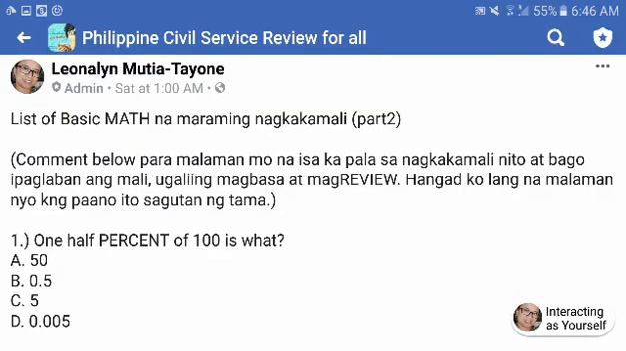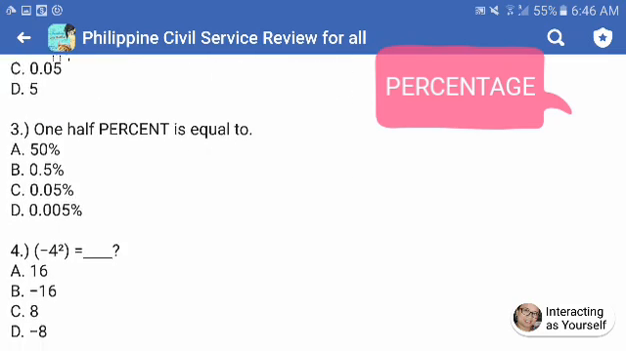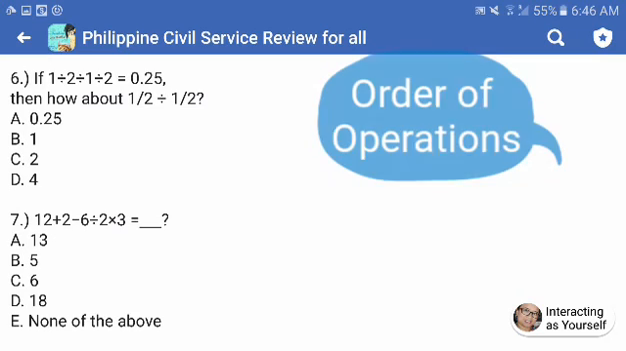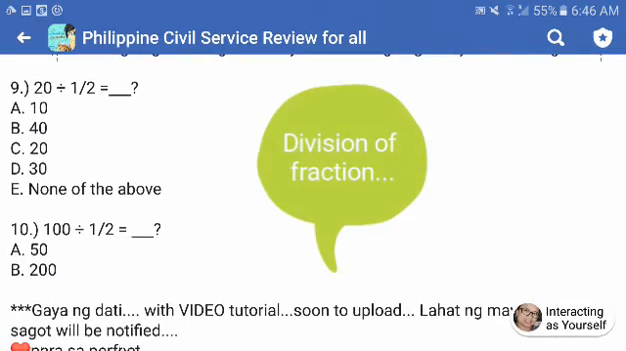Now let's do this list of basic math na maraming nagkakamali. If you're watching this, I hope at the end of this video you will learn something. Something that I hope you will never forget. Because some of you once forget it, especially percentage. And exponent with negative base. Order of operation, also known as PEMDAS. And division of fractions.